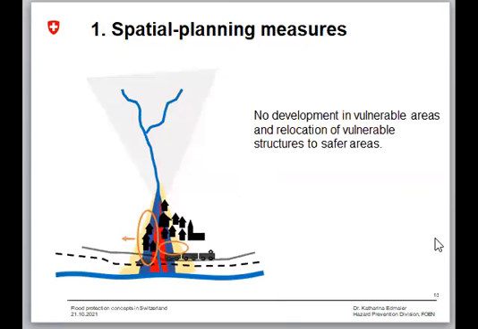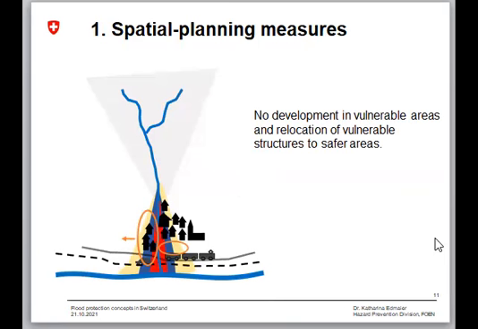I mentioned before that we have three main concepts of flood protection measures. So I will now present those three concepts, and I will start with the spatial planning measures. For us, in our point of view, it's the first and best strategy to avoid constructing new buildings and facilities in areas with significant natural hazards.